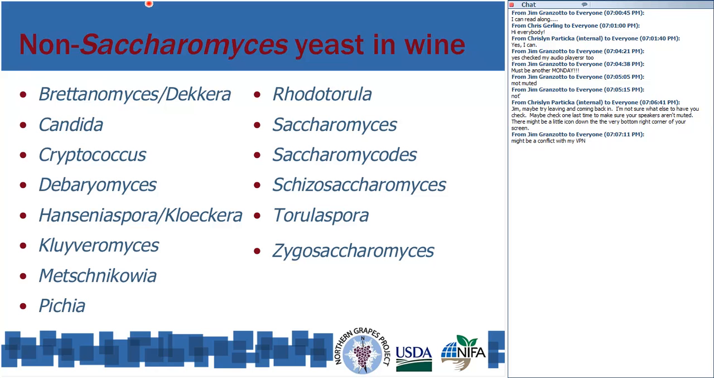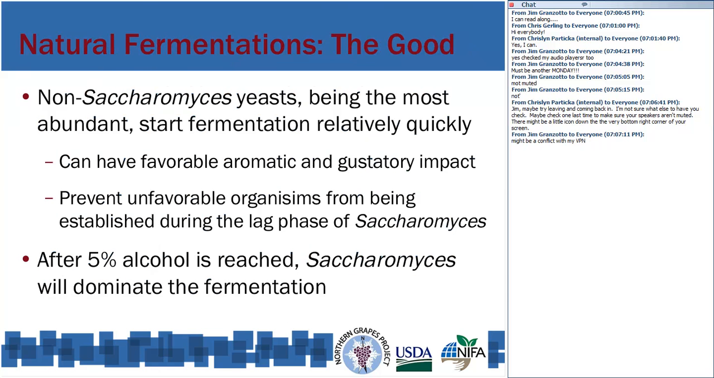And the problem is we don't really know, unless you do an analysis of the population of yeast, you don't really know what's existing out in your vineyard. So it's always a little bit risky to do a native yeast fermentation. There are some good things that happen with native yeast fermentations. One is that because there's a higher population of this non-Saccharomyces yeast, they usually get going pretty quickly.